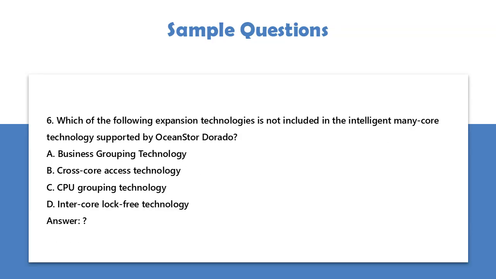6. Which of the following expansion technologies is not included in the intelligent many-core technology supported by OceanStor Dorado? A. Business grouping technology. B. Cross-core access technology. C. CPU grouping technology. D. Inter-core lock-free technology.